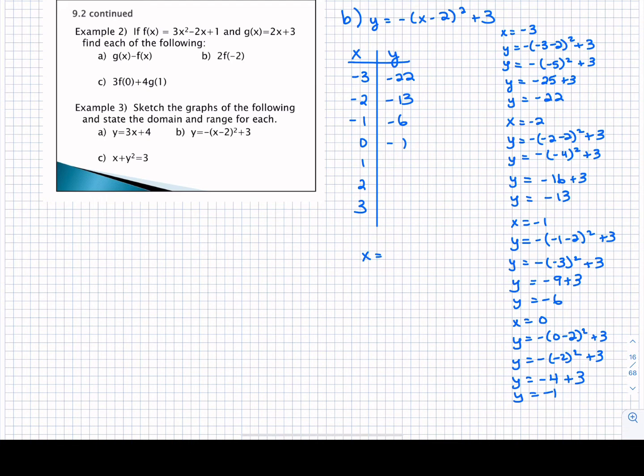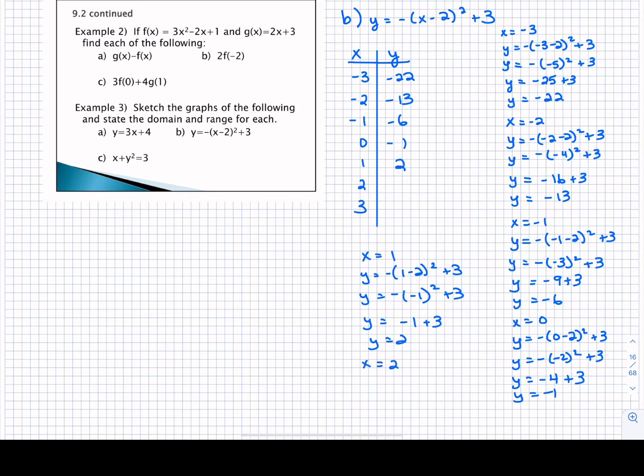If we have x, which is positive 1, or if we've chosen an x value of positive 1, then y will equal negative (1 minus 2) all squared plus 3. So you've got a negative out front. 1 minus 2 is negative 1 all squared plus 3. We get a y value of essentially negative 1 plus 3, or positive 2. 2 more to go here.